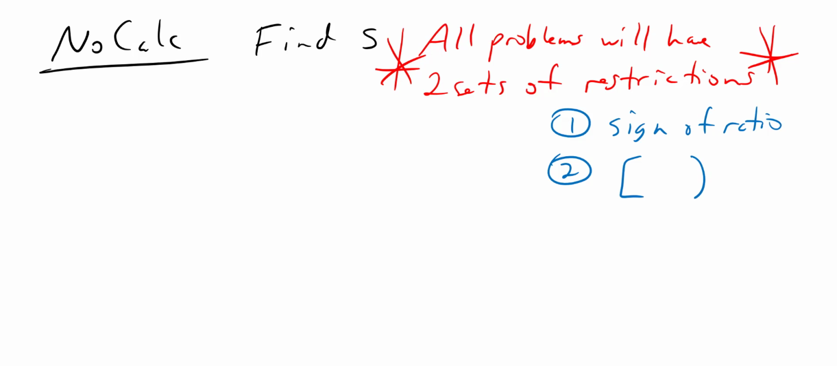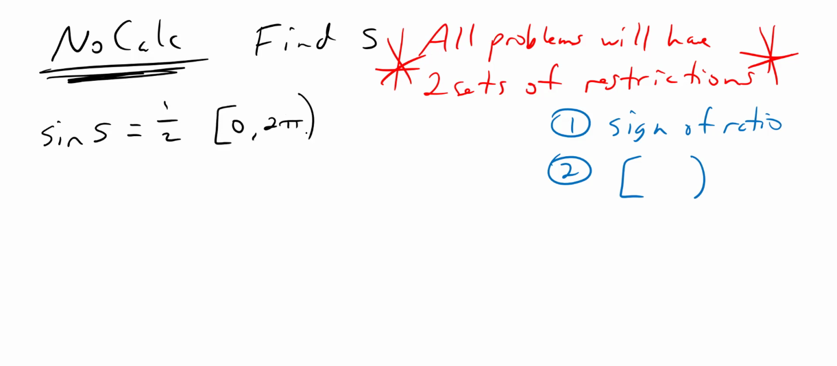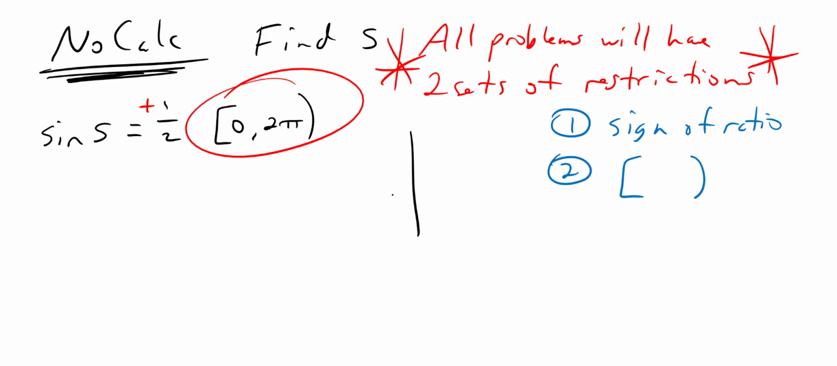All right, so let's start out with a nice little friendly problem. Again, this is all no calculator. So if I said sine of S is equal to 1/2, and I tell you it's between 0 and 2 pi, so two restrictions here. One is, and I'll put this in red, this is positive, and it's between 0 and 2 pi. So the 0 and 2 pi kind of didn't give a restriction, but still kind of did. We know 0 and 2 pi is basically all four quadrants. And then the positive, you know it's going to be here or here.